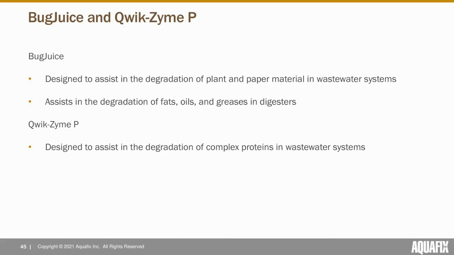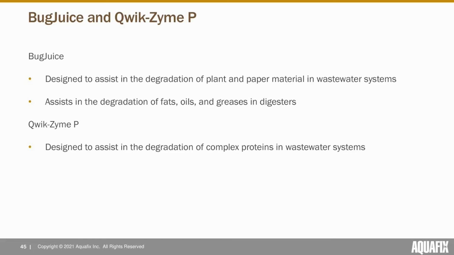So then we have a couple other products which we haven't traditionally used much in anaerobic systems, bug juice and Quicks IMP. Bug juice is designed to assist in the degradation of plant and paper materials in wastewater systems, and it assists in the degradation of fat, soils, and grease as well. We have some interesting studies that came out because we typically have used this in aerobic digesters, which tend to struggle with the degradation of fats in plant and paper fiber. But we did get some good data on that in anaerobic systems. And Quicks IMP is another compound, which I have some data on here, which we've been starting to experiment with more in anaerobic systems.